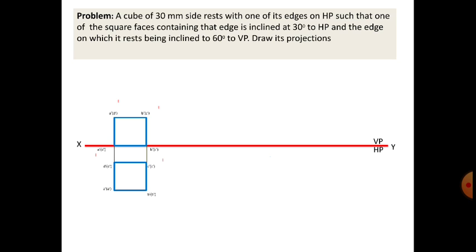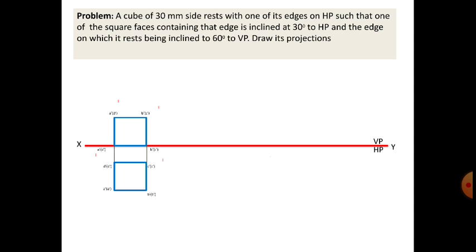Now we are done with the first part of the question, that is, one of its sides is resting on the HP. So this is resting on the HP. What we are saying here is that the top surface is your top view, and whatever you are seeing in the VP, on the XY line or above the line, that is your front view.